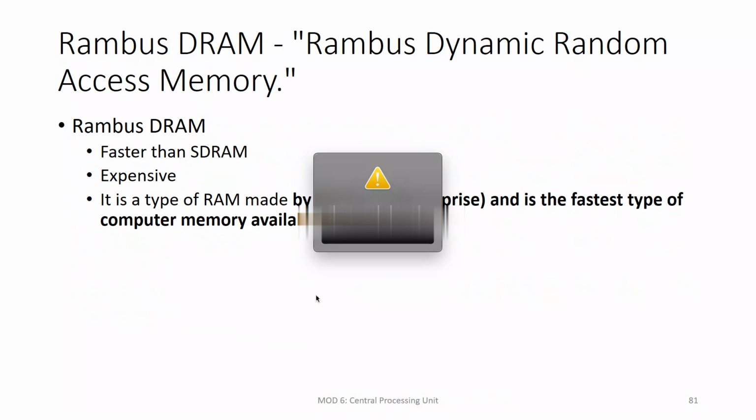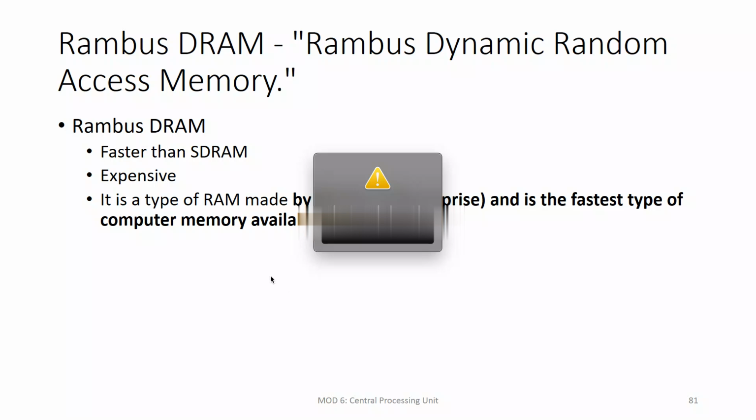We also have what is called the RDRAM, the Rambus DRAM, Rambus Dynamic Random Access Memory. They are very fast, faster than the SDRAM. They are expensive, and they are made up of Rambus. That is the big surprise, and it is the fastest type of computer memory component.